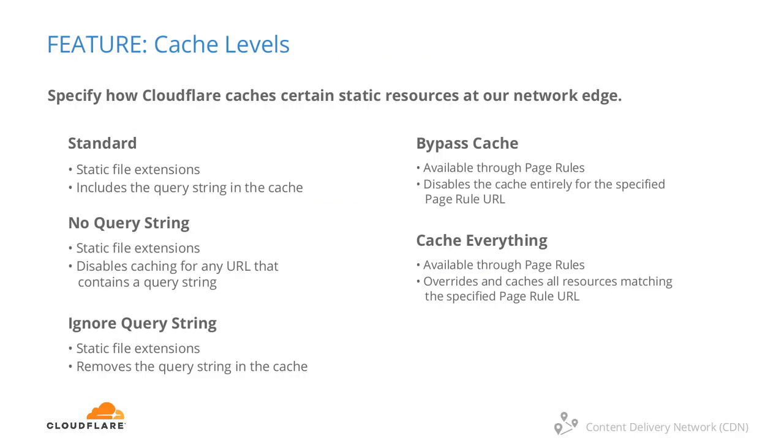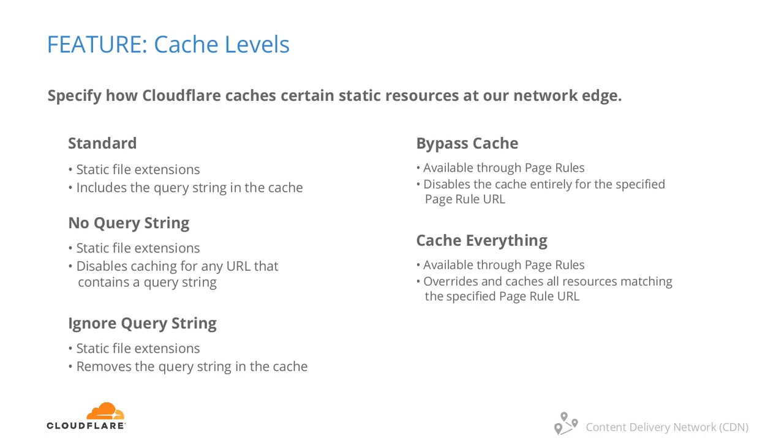So caching levels basically just tell Cloudflare how you'd like us to deal with certain static resources or URLs, really. And there's a couple different ones. So the first one is standard, which really just includes the query string when caching a resource. No query string, which basically bypasses caching for any resource that has a query string. And the query string, if you don't know, it's when you have like the little question mark, something equals something at the end of your URL.